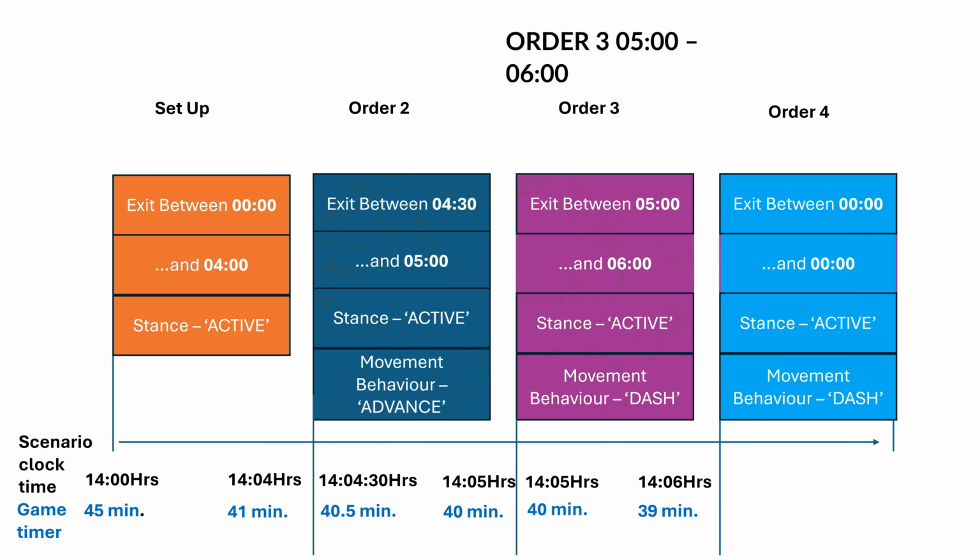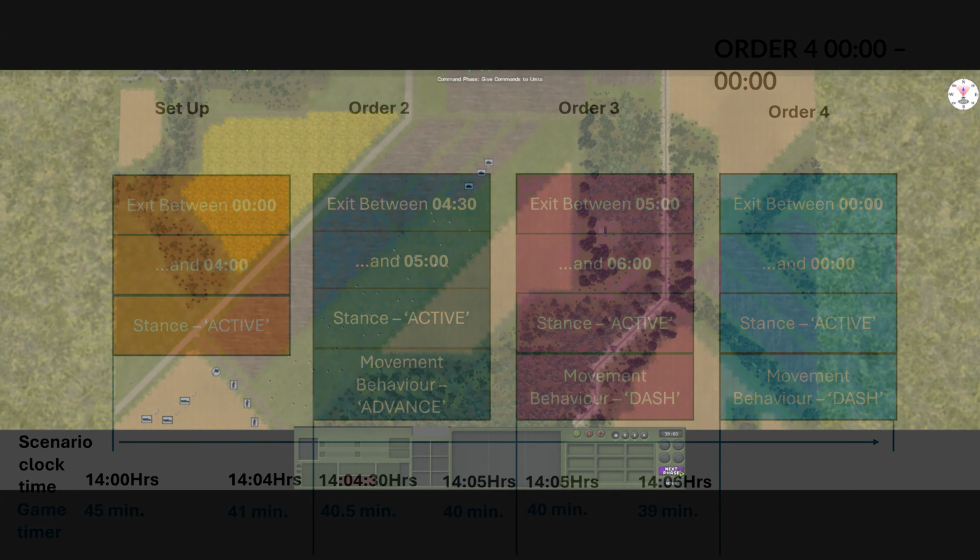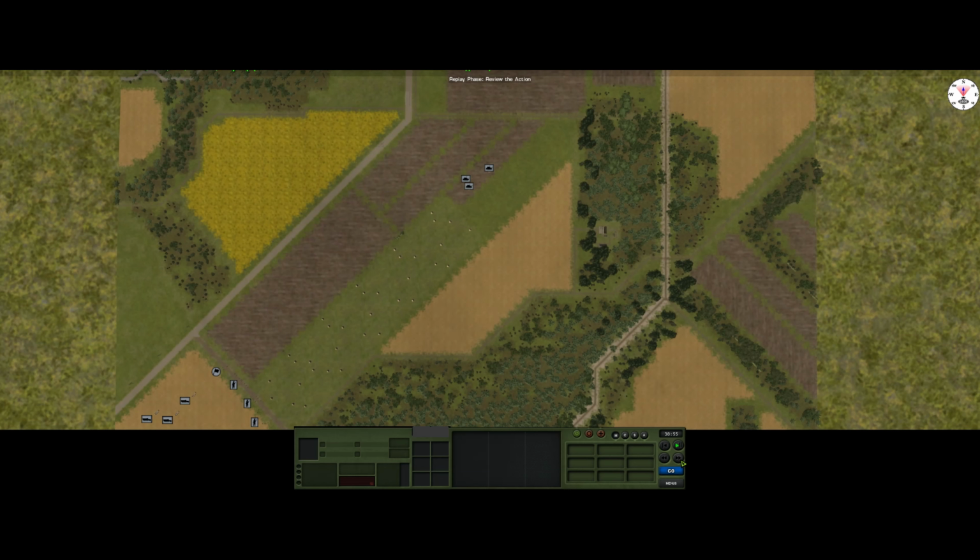Order 4, 00 to 00. For this order, the movement behaviour is dash, again with a painted retreat face command, which is the movement behaviour my Panthers will adopt for order 3, and they will endeavour to reverse and reach that new map zone. As I've not allocated any further orders, there is no exit between and time set. So there you go. That's the basic process for creating a series of orders for an AI group.